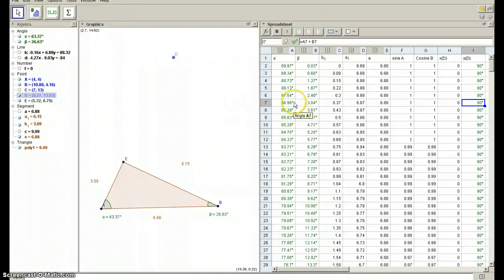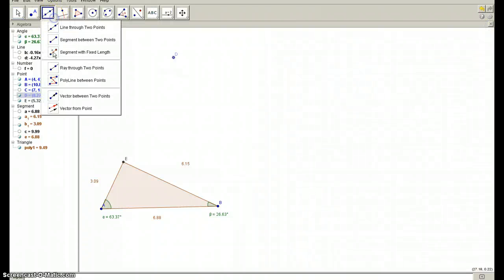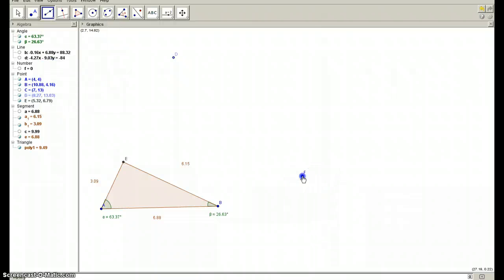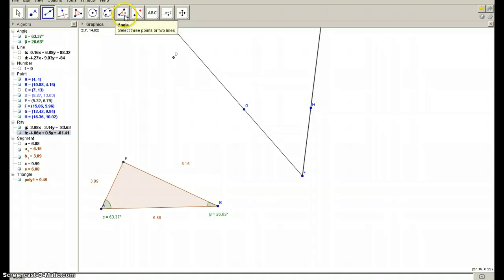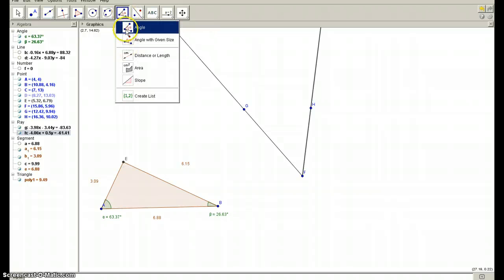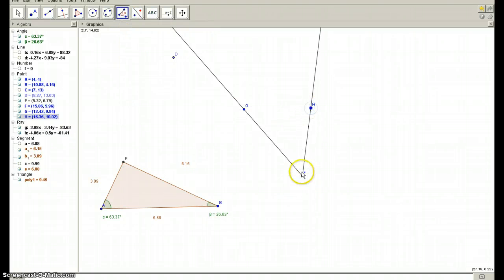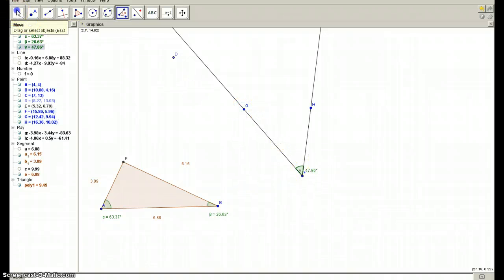Now if I draw, let's say, any other angle, and if I draw that other angle, what's going to happen? I'm going to go ahead and close this spreadsheet for a minute. And let's just draw a couple of rays to form an angle. Okay? And we'll go ahead and measure that angle. And I'm making it acute on purpose.